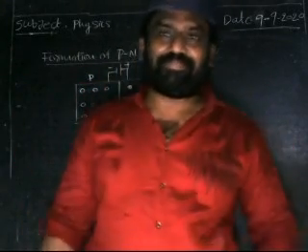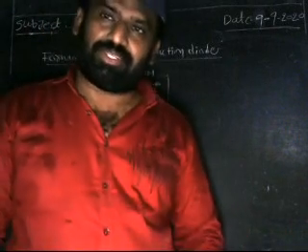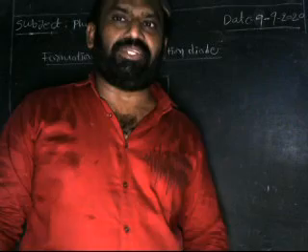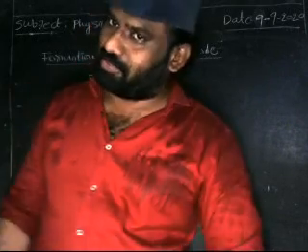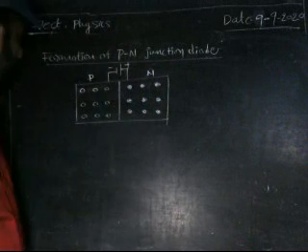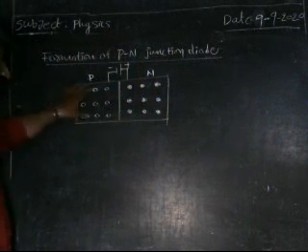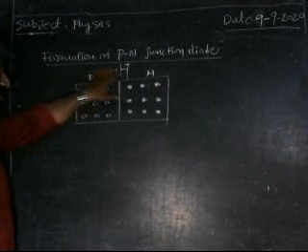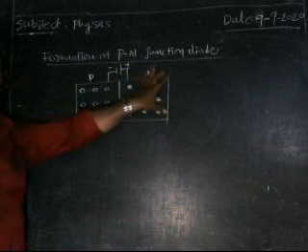Hi, good morning students. The continuation topic is the formation of a PN junction diode. Now we will discuss that topic. This is the formation of a PN junction diode. Here this is a P-type semiconductor and this is an N-type semiconductor. This totally becomes a PN junction diode.